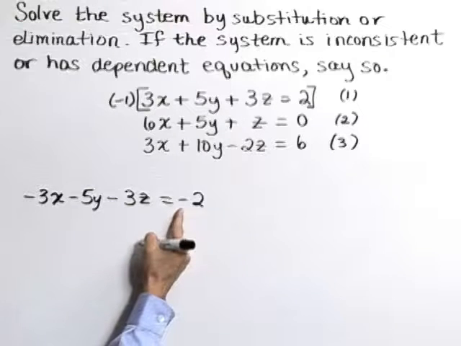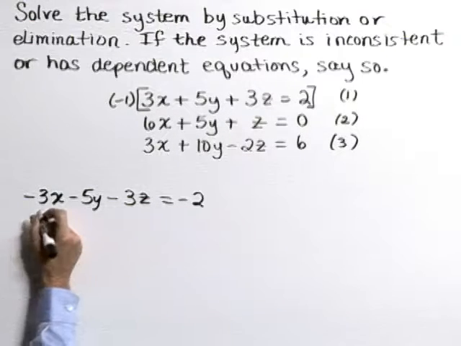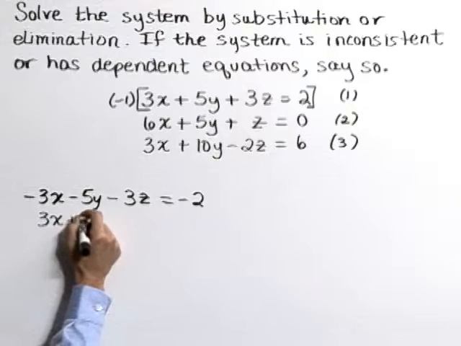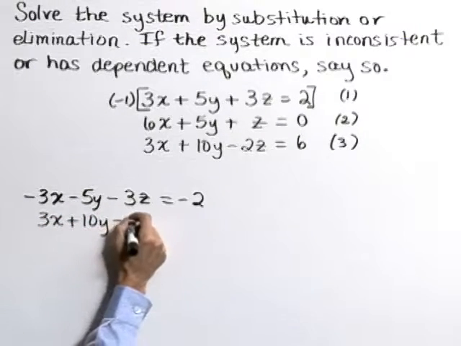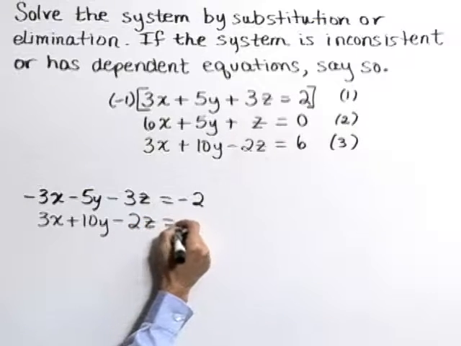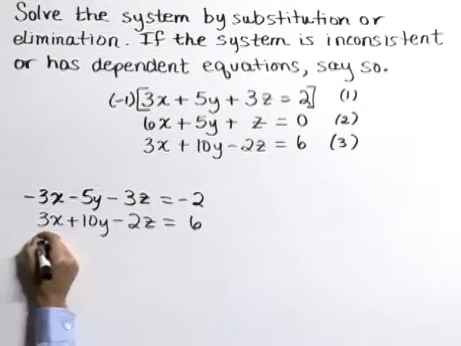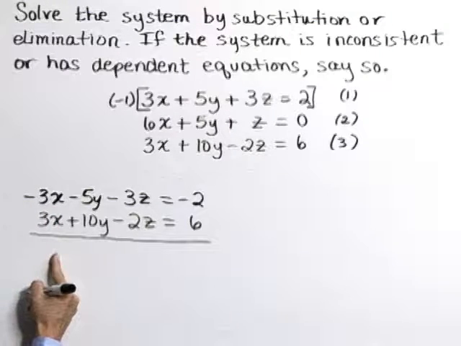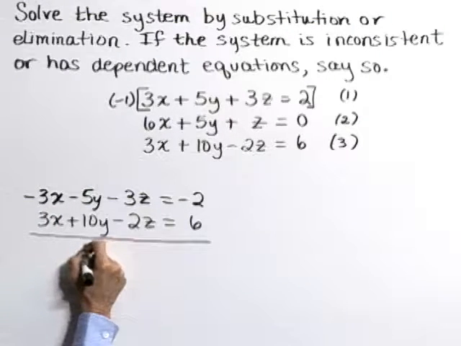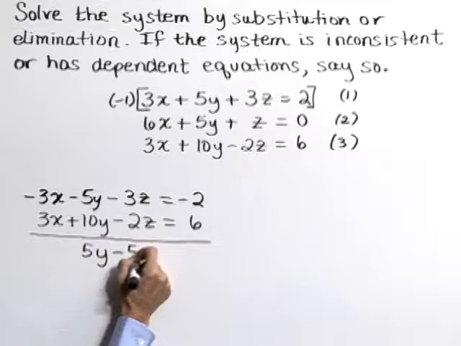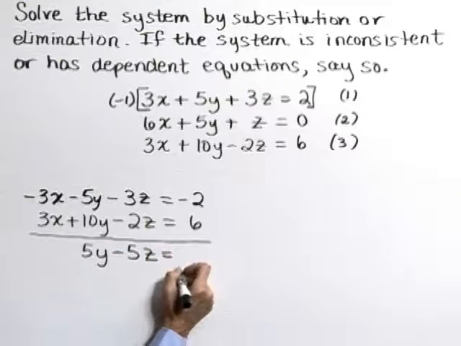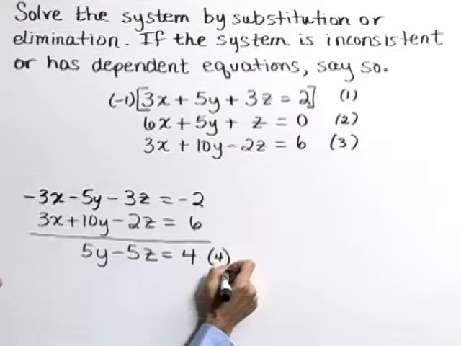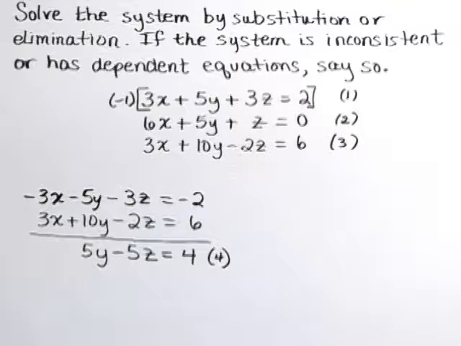So that was -1 times equation 1. Let's just rewrite equation 3 now. It's 3x plus 10y minus 2z is equal to 6. Adding these equations together, our x variable eliminates, and we get 5y minus 5z is equal to 4. I'm going to identify this as equation number 4.